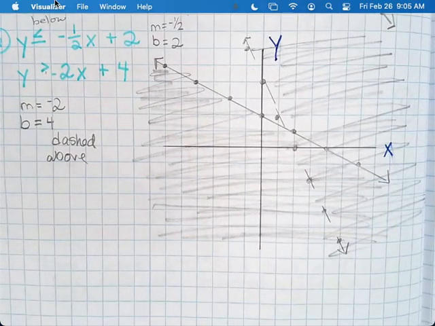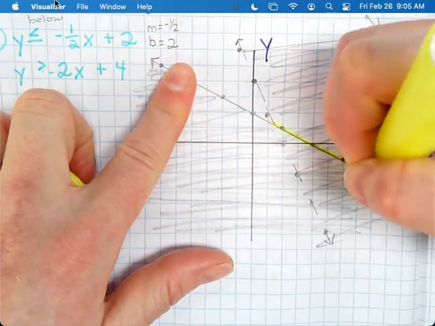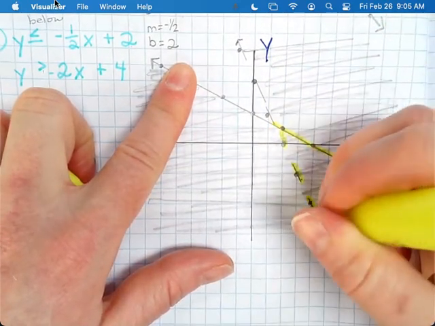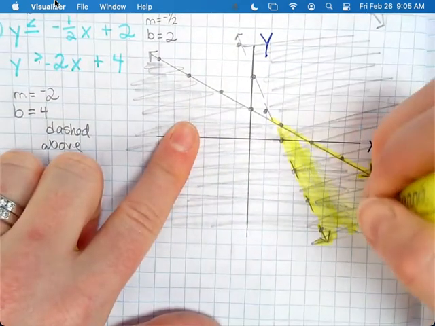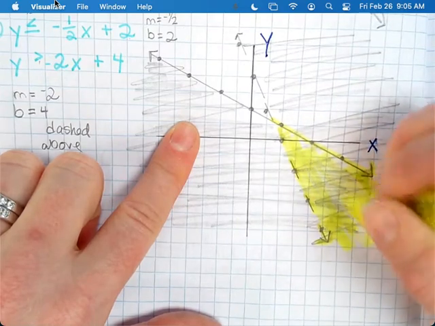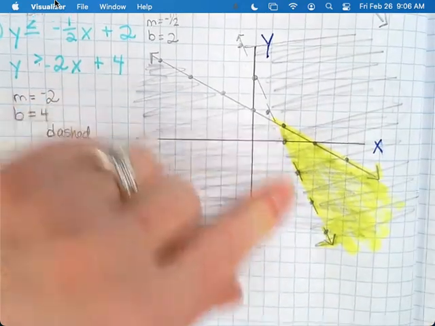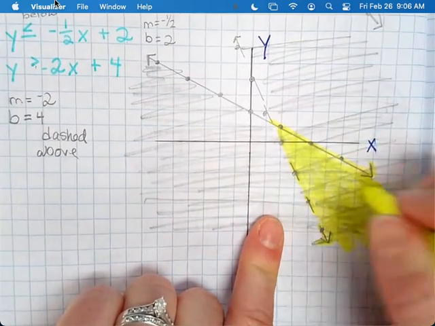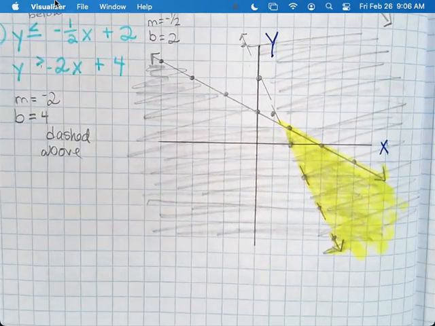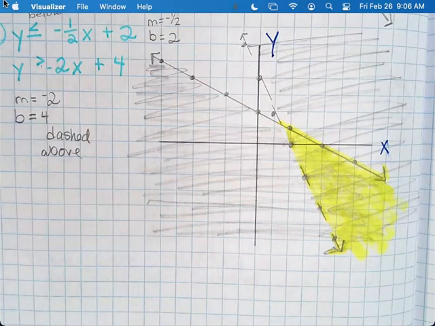So do you see where the double shading is? Yes. Okay, so this is a solid line on there, but a dashed line here. So anything in this area is our solution set. Anything on the dashed line is not included. Anything on the solid line is. And then anything in the yellow area is included. Okay, so far, what do y'all think? It's easy. Good.